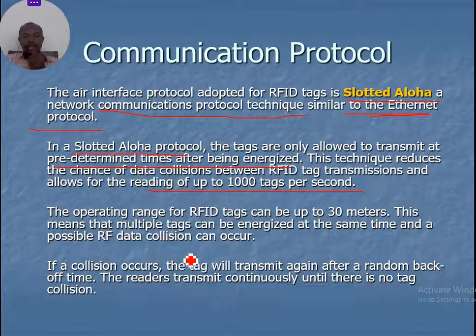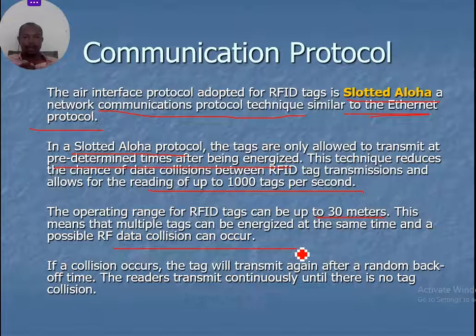Now, the operating range of the RFID tags can be up to 30 meters in this regard, and this means that multiple tags can be energized at the same time, and a possible RFID data collision can occur when you do this. The operating range of this RFID tag can be up to 30 meters for this protocol.